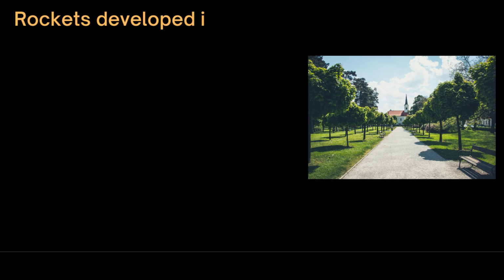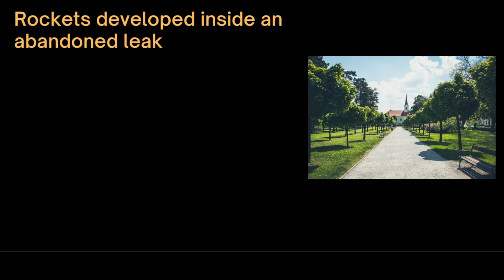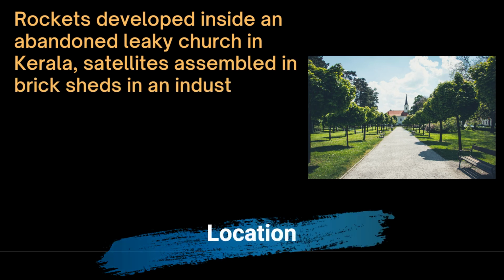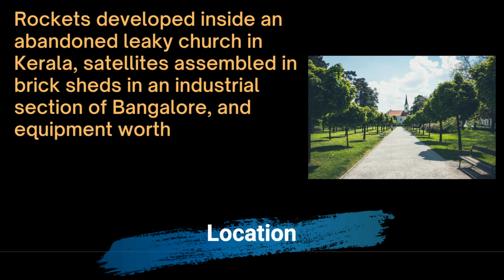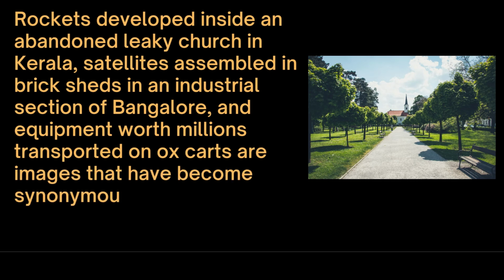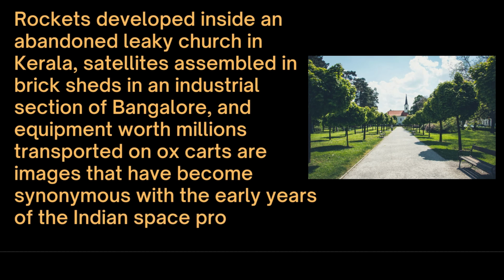Stories may begin describing the location. Rockets developed inside an abandoned leaky church in Kerala, satellites assembled in brick sheds in an industrial section of Bangalore, and equipment worth millions transported on ox carts are images that have become synonymous with the early years of the Indian space program between the 1960s and 80s.